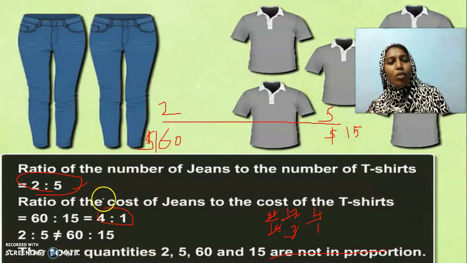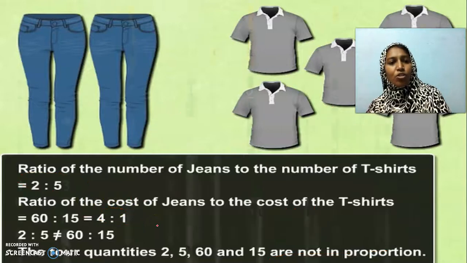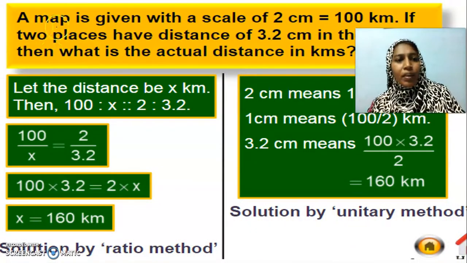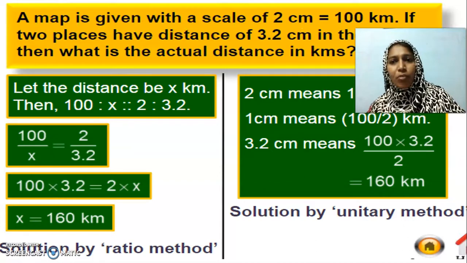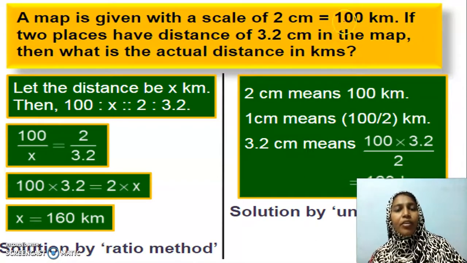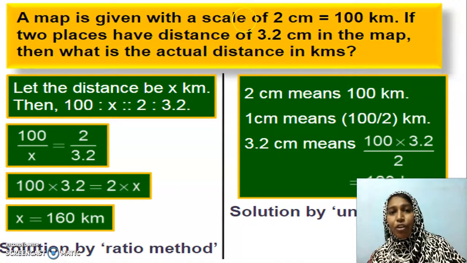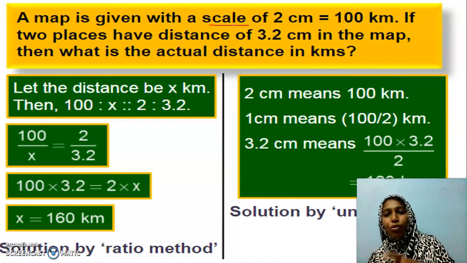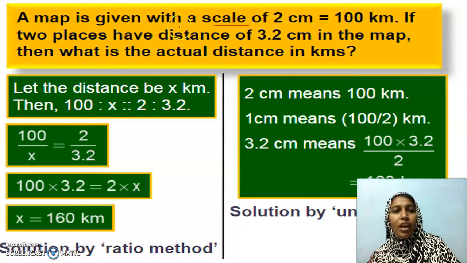Now let us practice these equivalent ratios alone. Okay children, and here is one more thing. A map, this one you can take down in your classwork note. A map is given with a scale of 2 centimeter is equal to 100 kilometer. While drawing a graph, do you remember we write a scale? 1 centimeter is equal to 2 units. 1 centimeter is equal to 10 units. Do you remember? The same thing they have written here.